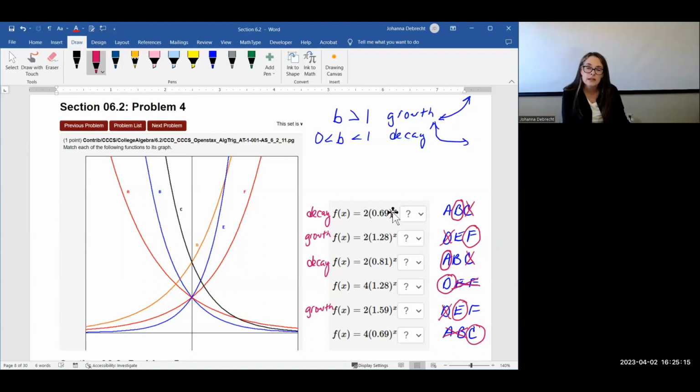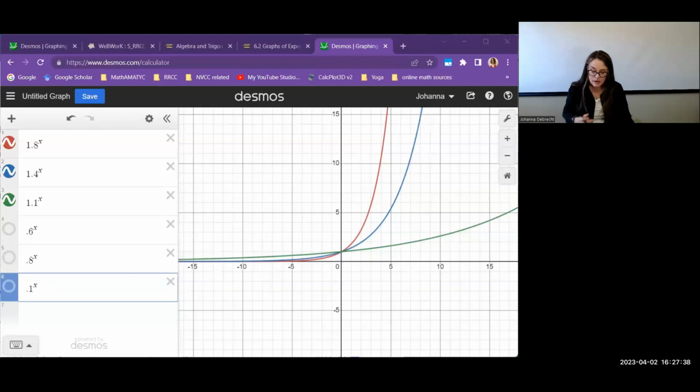We're going to take a look at some different functions so that we can compare and see what's happening. All right, let me share that screen with you. I've grabbed some different exponentials with different bases, and you can see the effect it has on the graph. Let's look at the growth equations first. These are the ones that have the base greater than 1.